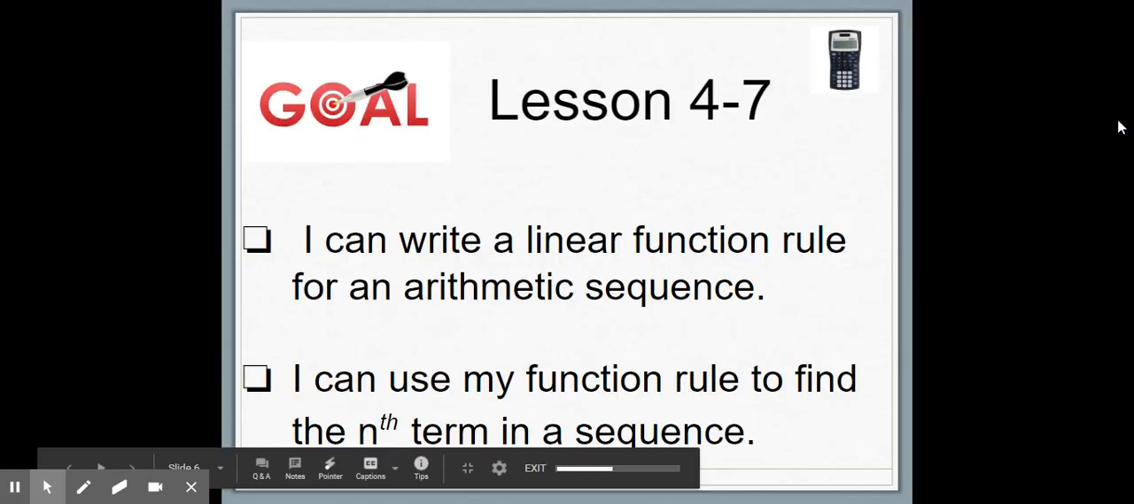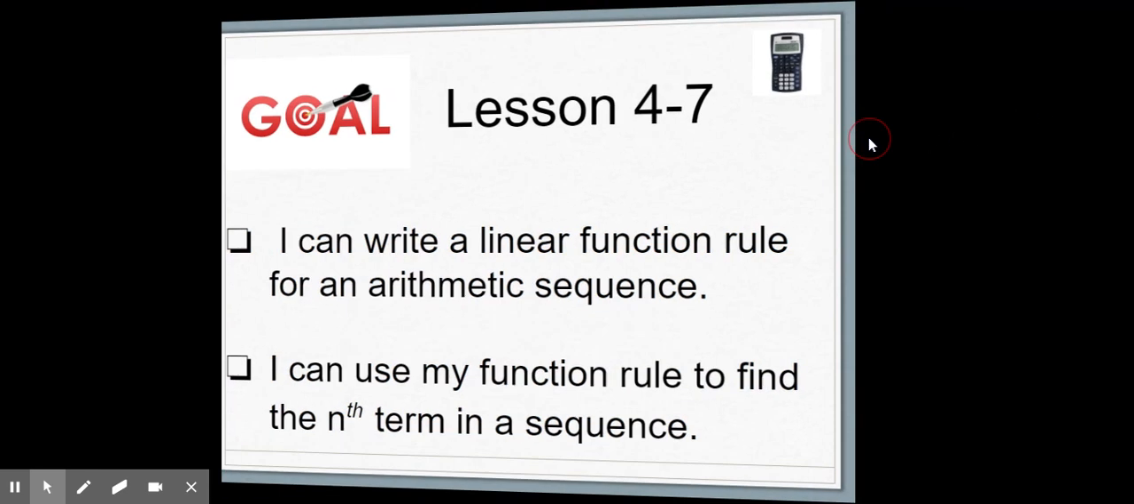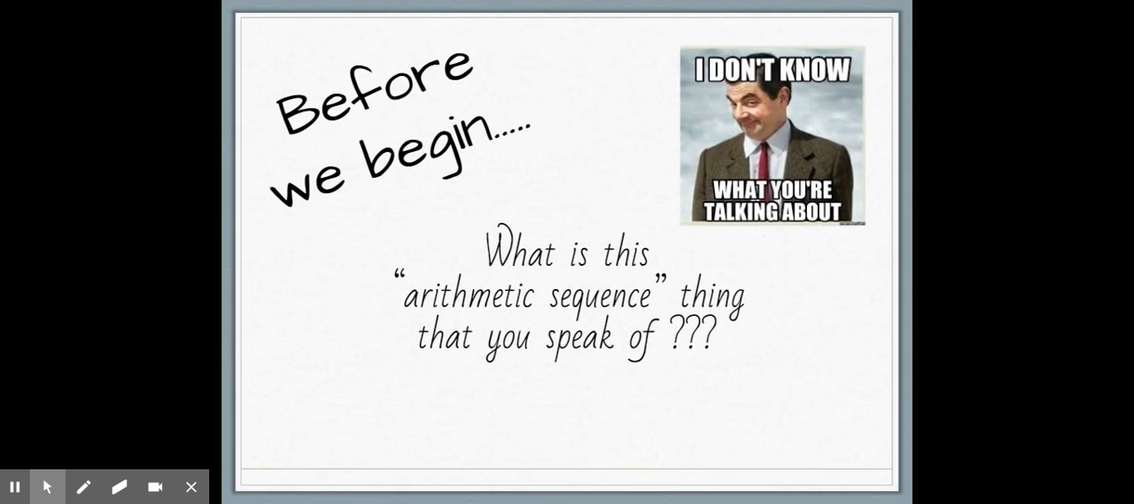Well, hi there, and welcome to Lesson 4-7. We've got two goals for today's lesson. The first one, we want to be able to write a linear function rule for an arithmetic sequence. And secondly, we want to be able to use that function rule that we write to find the nth term in a sequence. But before we begin, you're probably wondering, what is this arithmetic sequence thing that she's talking about?